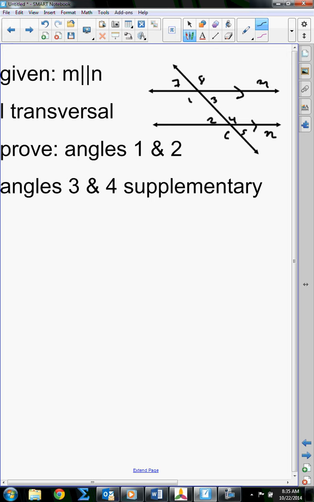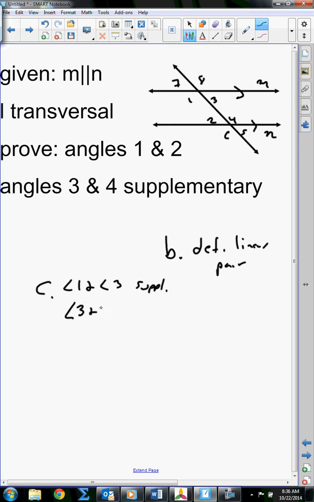For B, it just tells us that angle 1 and angle 3 form a linear pair, so it's the definition of a linear pair. And C, you have to come up with all your own. But they say if two angles form a linear pair, then they are supplementary. So you would say that angle 1 and angle 3 are supplementary because in B we name them as linear pairs, and angle 3 and angle 4 are supplementary because again in B we name them as linear pairs.